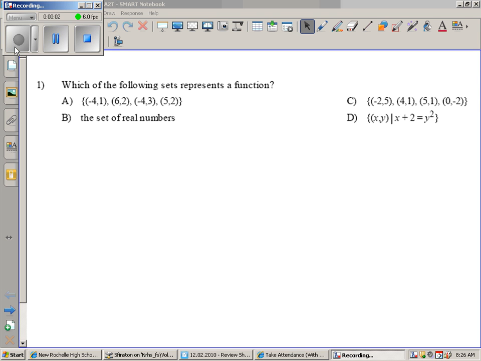All right. We are reviewing for our test. Question number 1. Which of the following represents a function and why? How do you know if something's a function?